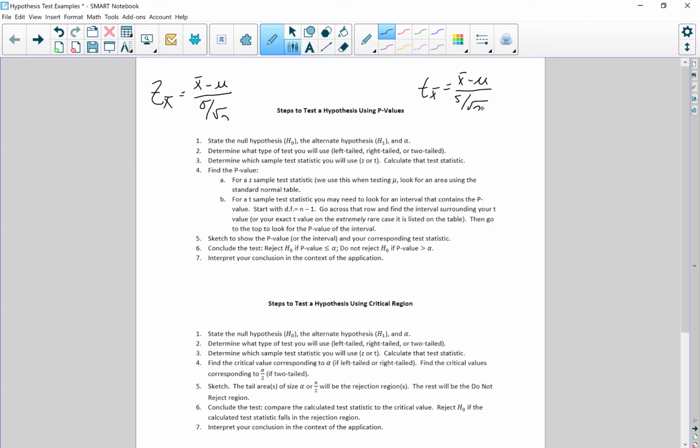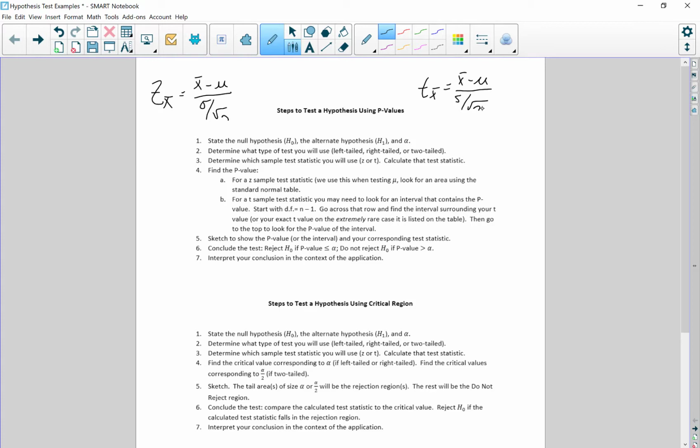If you're doing critical regions, the first three steps are the same. So find the null, find the alternative, find alpha, figure out which type of test, the test statistic, calculate your test statistic, and then find your critical value corresponding to alpha. So if it's two-tailed, you're going to end up with two critical values, since it's alpha over 2. But it's easy, it'll always be plus or minus the same number. So remember, to find this, you can use that table 10.1 in your textbook, or you can also use the critical values of z table that we used whenever we were doing confidence intervals, although it's a little bit more complicated if you use that table.